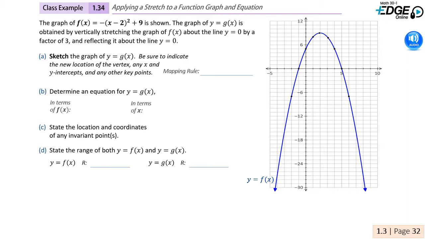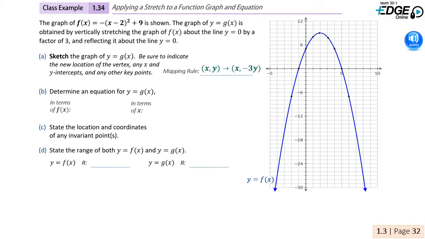Next it says this will be by a factor of 3, so all the y coordinates will be multiplied by 3. And then there will be a reflection in the line y equals 0, again the x-axis. So when we see that vertical stretch, we know that when it says a factor of 3, that's telling us the a value, and because there's a reflection, it will be a negative a value, so negative 3.